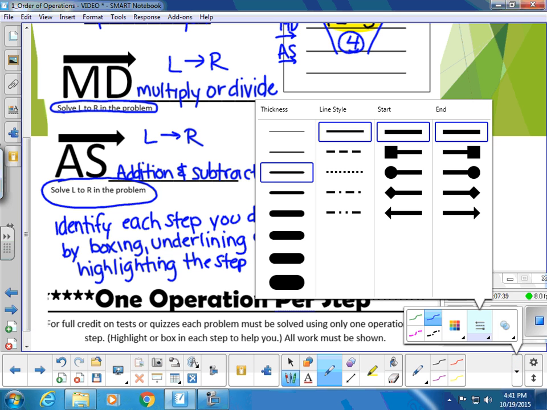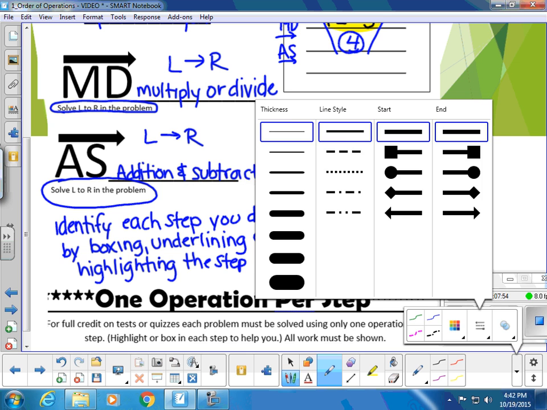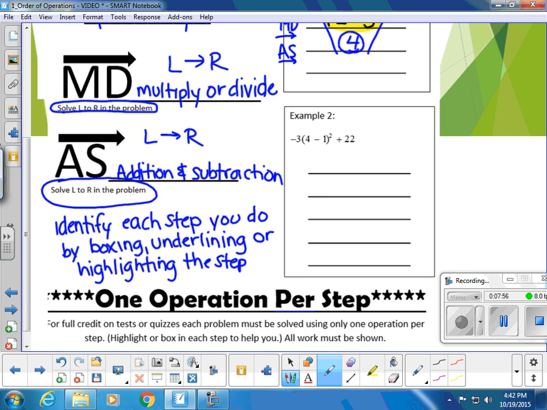This time I'm not going to highlight. Let me make my pen smaller so I can do this. All right, so for this one, I'm going to box in my answer so you can see what I'm doing. So you understand what I mean by box. So again, I'm going to write my acronym over here, PEMDAS, to help me remember what to do.